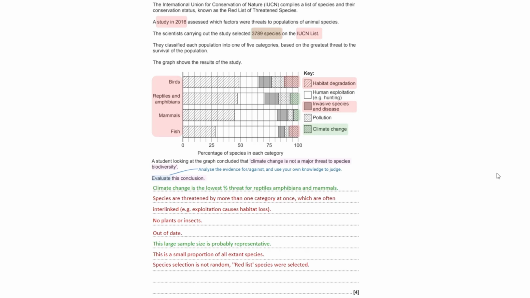Additionally, this is an experimental result, so we'd want to consider whether or not a statistical test has been conducted. In this case, the answer is no. There is no mention of that here, and so the lack of statistical test undermines the student's conclusion.